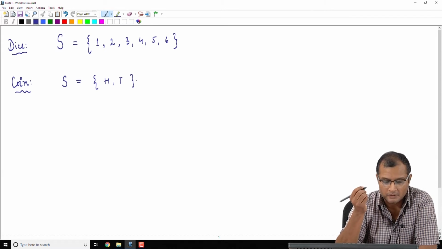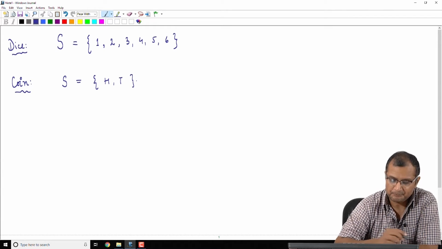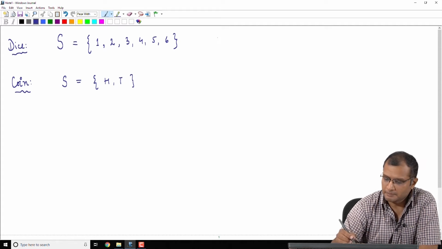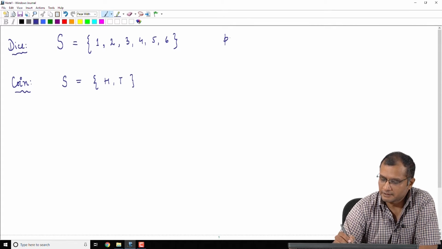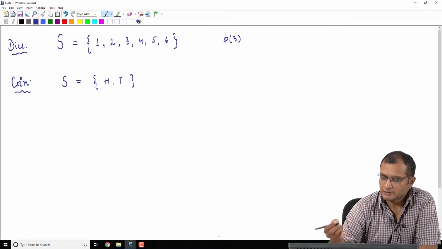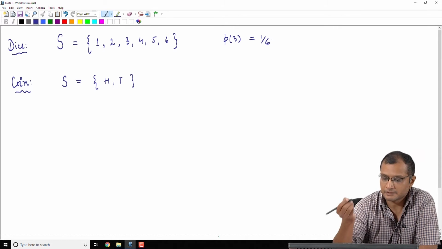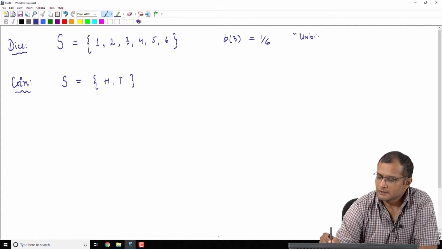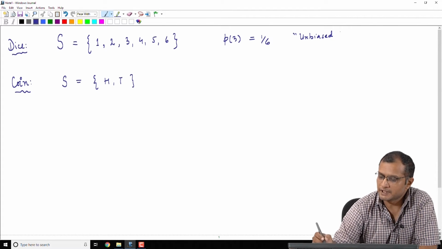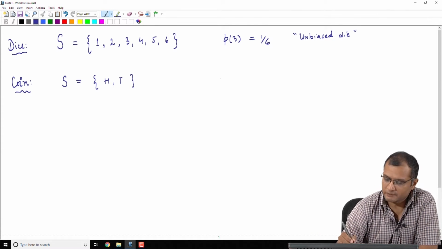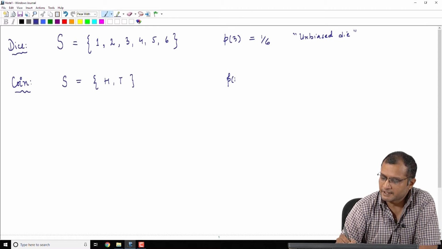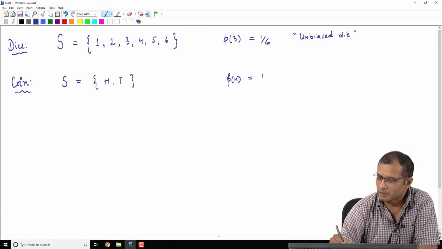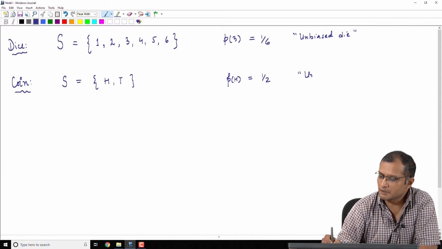So, typically what this means is that the probability of having an outcome as 3 in the case of a die is basically 1 upon 6, because there are 6 faces and the die is unbiased. So, each face has a probability of 1 by 6. And in the case of a coin, the probability of getting a head in a single toss is 1 by 2, because the coin is also unbiased.